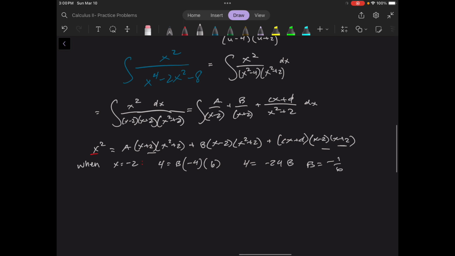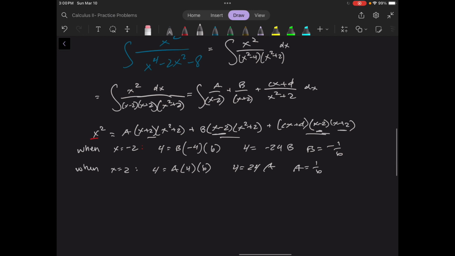Okay, so let's do the same thing with positive 2 now. When x equals positive 2, 4 equals, now these two terms are going to drop out because of this factor right here, x minus 2. But the a is going to stay. We have 4 equals a times 4 times 6. So that means 4 equals 24a, and a equals 1/6. Right, so now we have a, we have b.